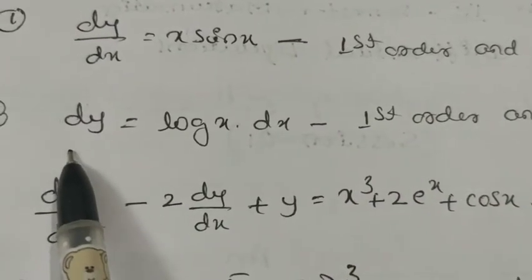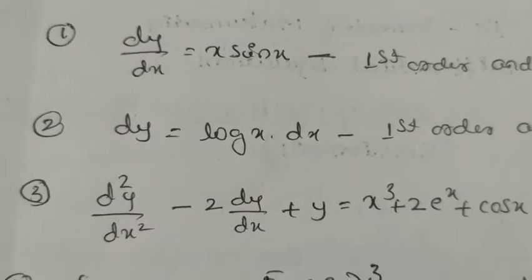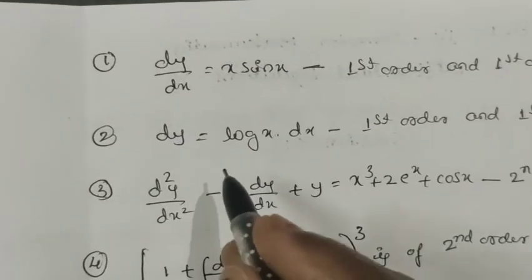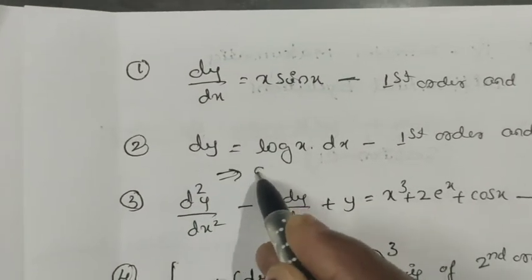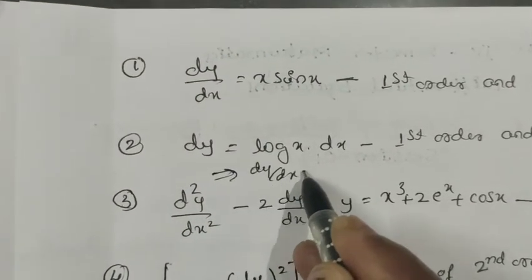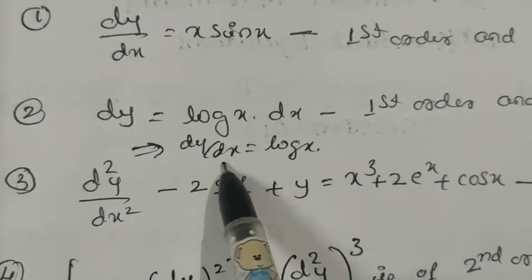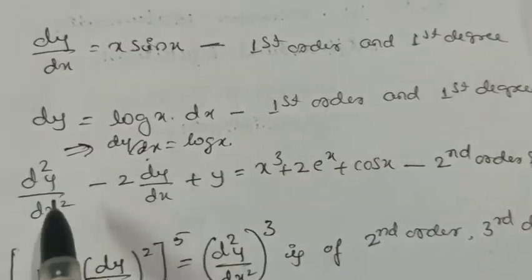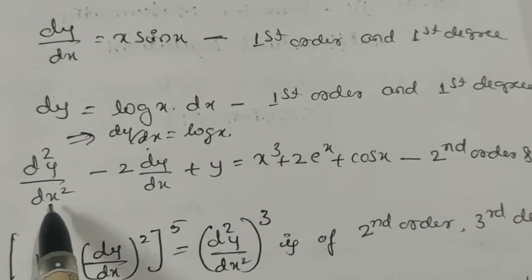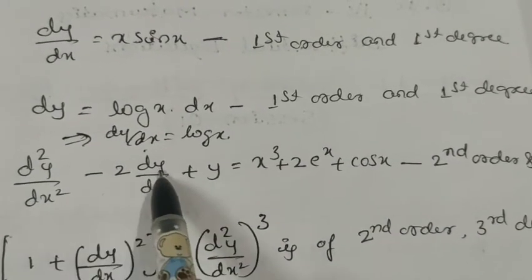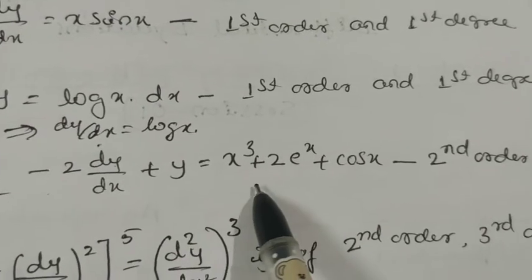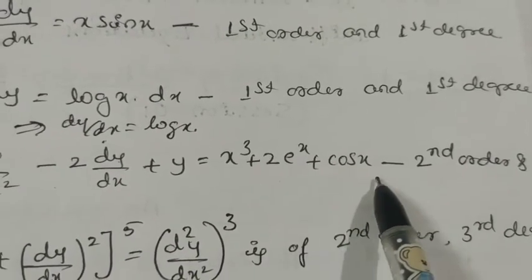Take one more example. dy is equal to log x dx. Just now I told you, this is nothing but dy by dx is equal to log x. So again it is also first order and first degree. Its power is also 1. And the third example is d2y by dx square minus 2 dy by dx plus y is equal to x cube plus 2e raised to x plus cos x.